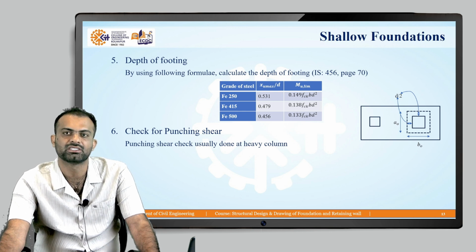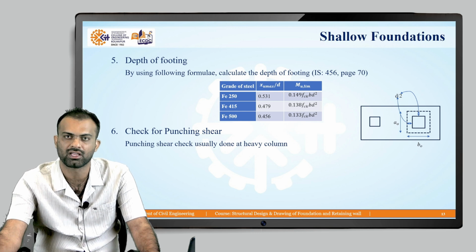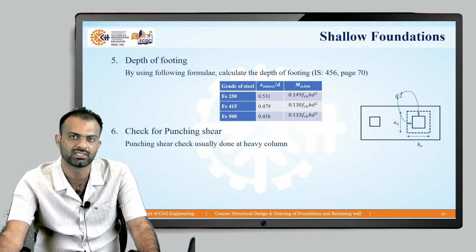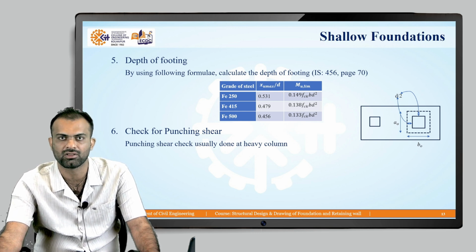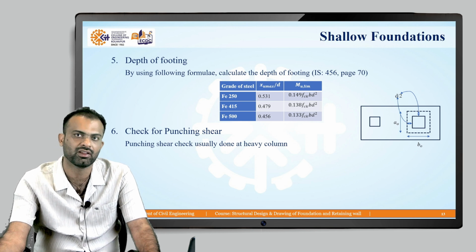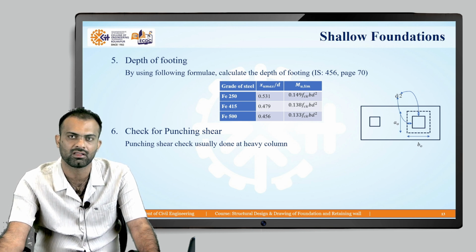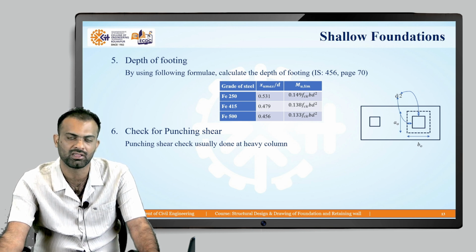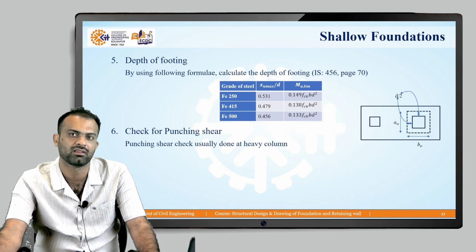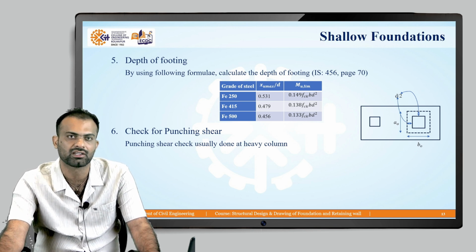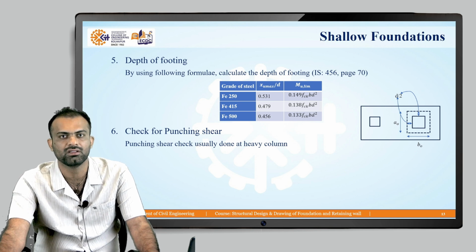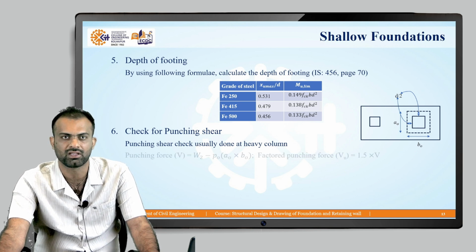Usually we check the punching shear near the heavy column. For example, if one column is carrying 60 kilonewtons and the other column is carrying 80 kilonewtons, definitely the 80 kilonewton carrying column we know as the heavy column. If the footing is sufficient for the heavy column, then it is also sufficient for the light column. So we need to check the punching shear for the heavy column.